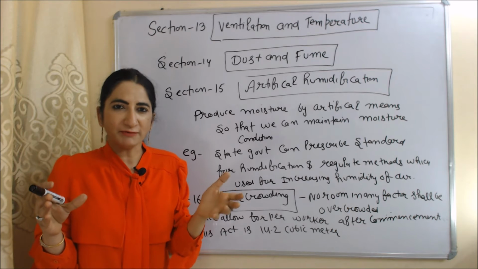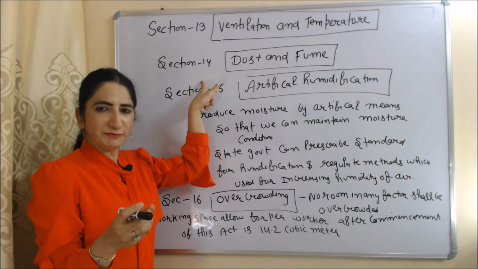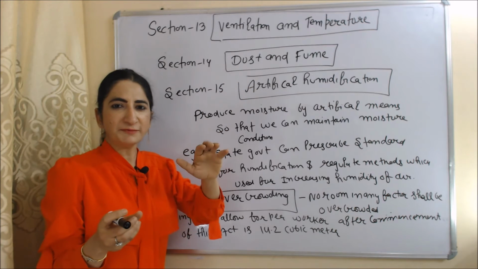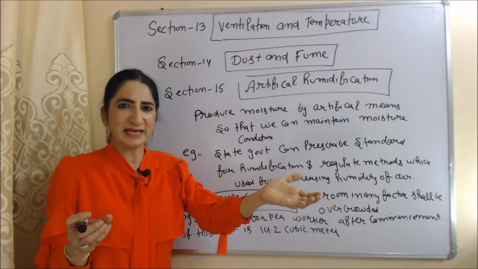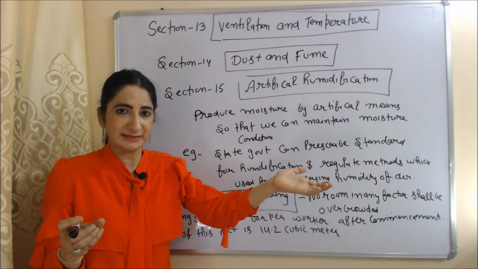Every factory has to maintain proper ventilation and adequate temperature. Section 14, dust and fume. If any dust and fume is released by any manufacturing process, then the factory has to use proper exhaust appliances.